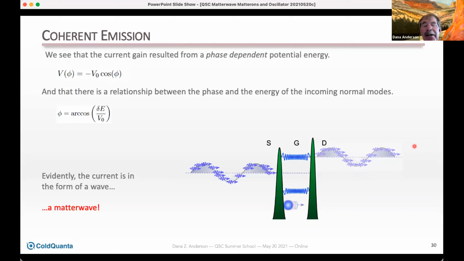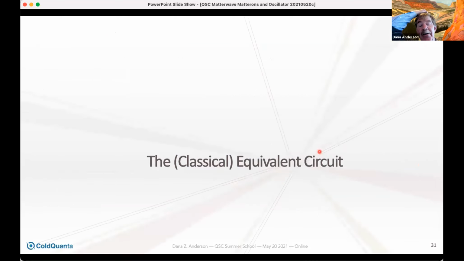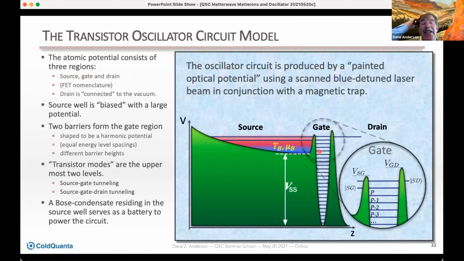That it's coherent and so on, I'm not proving at this moment, but I want to go further about this matter wave because it's very interesting and not certainly what I originally would have thought a matter wave would be like. So let's continue, and I want to give you a little bit more physical insight.